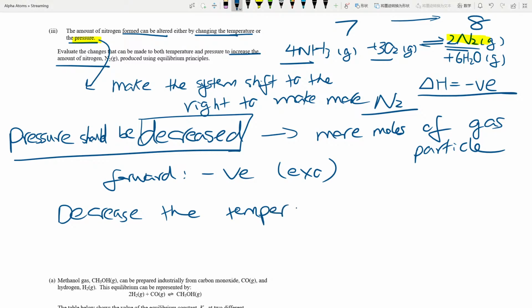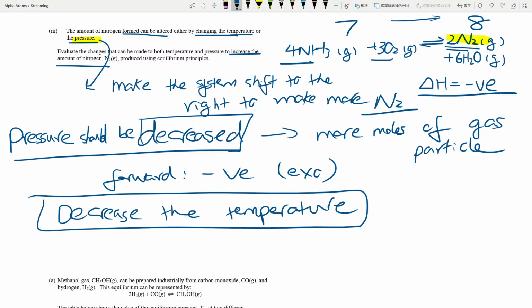Decrease the temperature. Because when you decrease the temperature of the surrounding environment, the system wants to minimize the change. Think about it: the room is getting colder, how can I minimize that? By releasing some of the energy. So you have to favor the exothermic reaction, and as a result, the N2 concentration would go up.